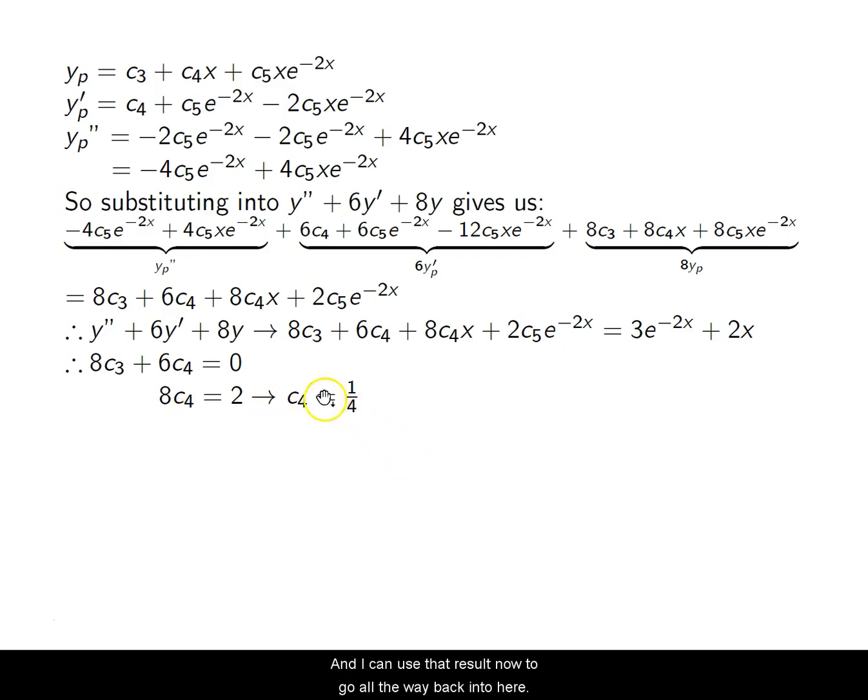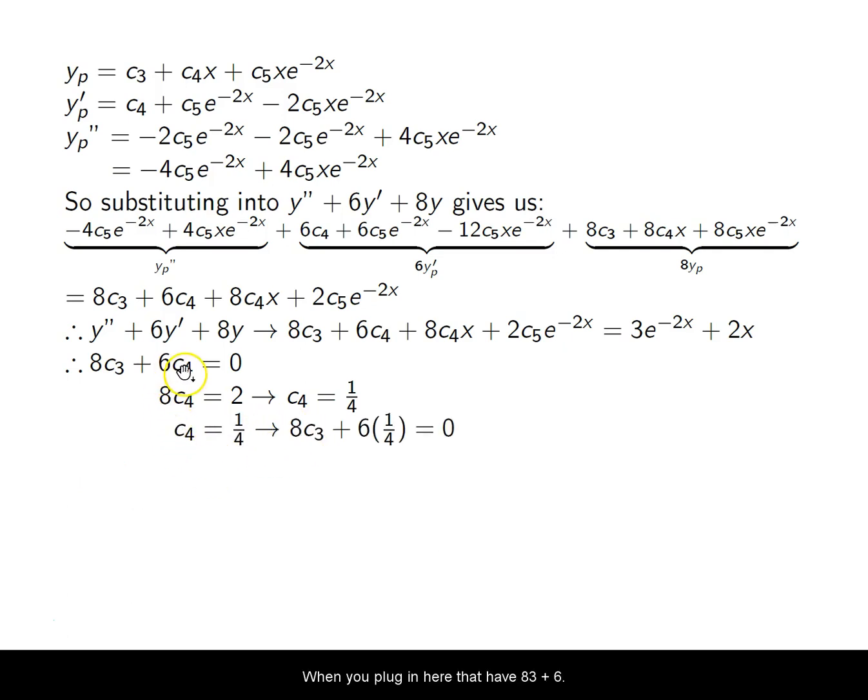I can use that result now to go all the way back into here to talk about my c3. So let's do that. This value implies when I plug it in here that I have 8c3 plus 6 times that c4 has to be 0. So I can now solve for c3. 6/4 is the same as 3/2. So I would minus 3/2 and divide all of that by 8. Minus 3/2 times 1/8, or divided by 8, is the same thing. So that's -3/16. That's my c3.